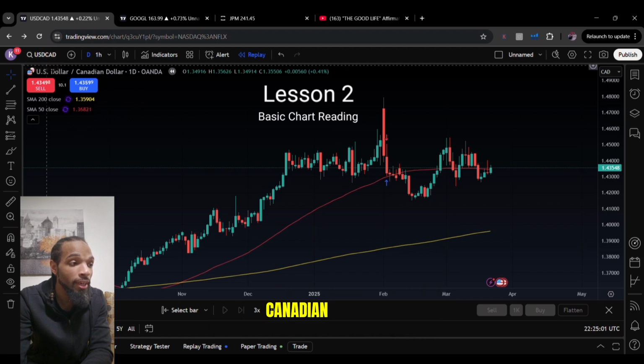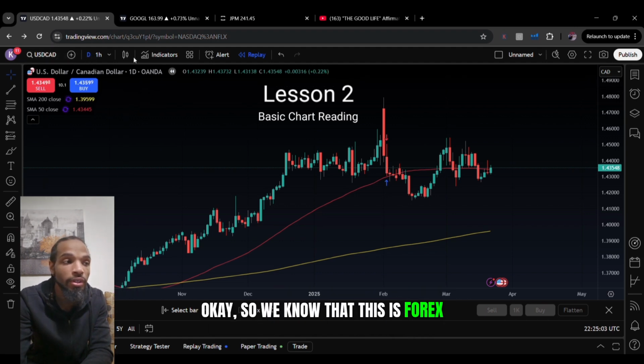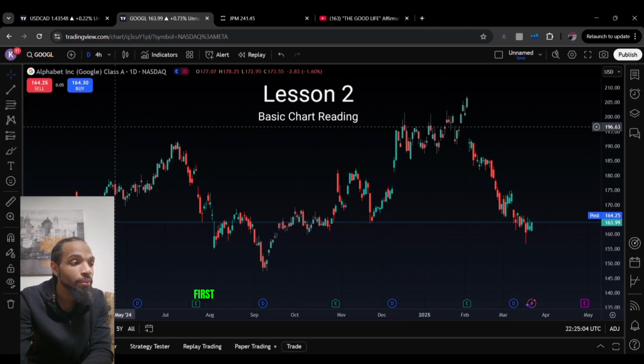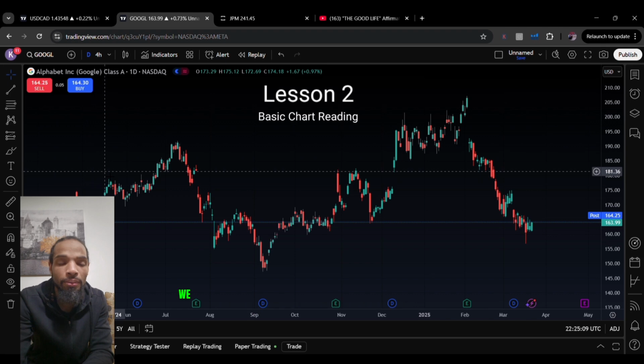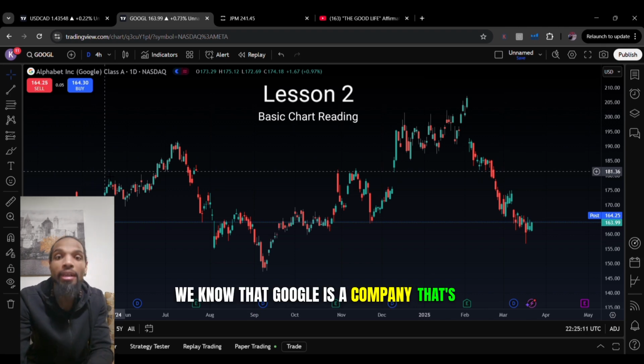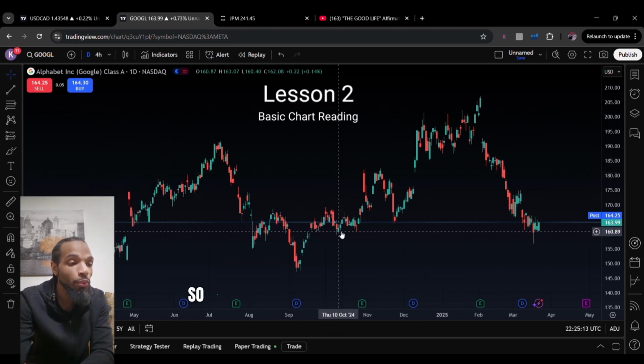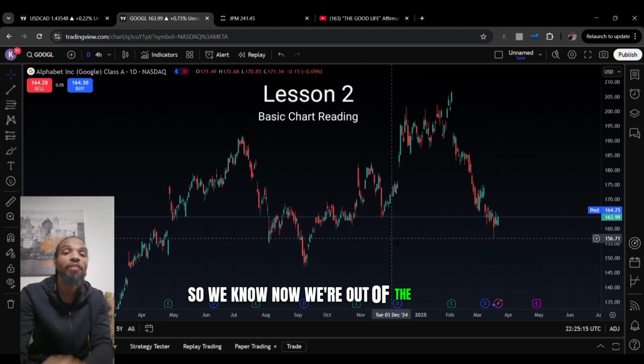US dollar, Canadian dollar. Okay, so we know that this is Forex. Let's look at one more. First thing we want to look at, left side, Google. Okay, we know what Google is. We know that Google is a company. That's a stock. So we know now we're out of the Forex market.